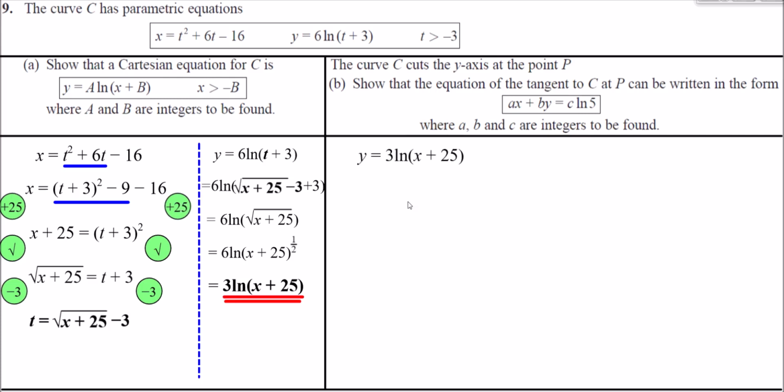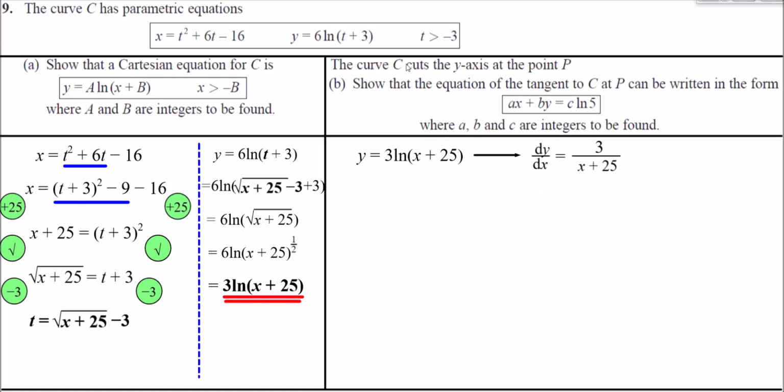Well, from part A, we had that y equals 3 lots of ln(x plus 25). So if we're talking about the tangent, we need to think dy by dx. So could I differentiate this? Well, ln of x would differentiate to 1 over x, so ln of (x plus 25) would differentiate to 1 over x plus 25. But I have 3 lots of it here, so therefore dy by dx would be 3 lots of 1 over x plus 25, or as a single fraction, we've got this.